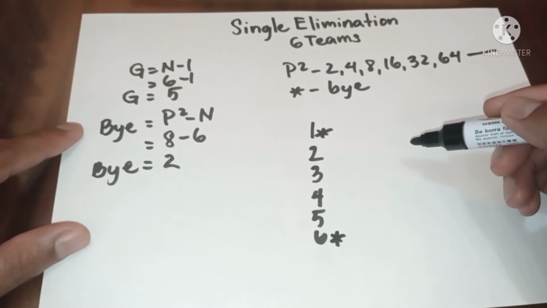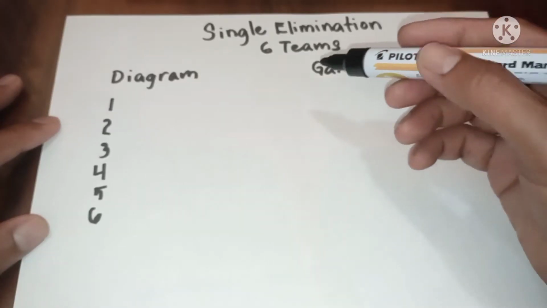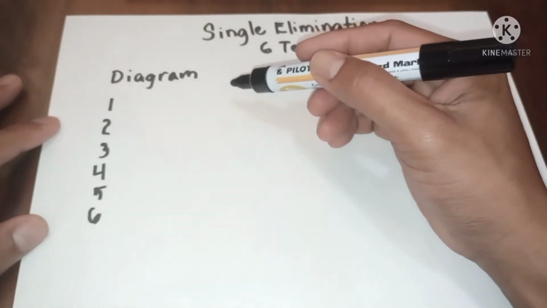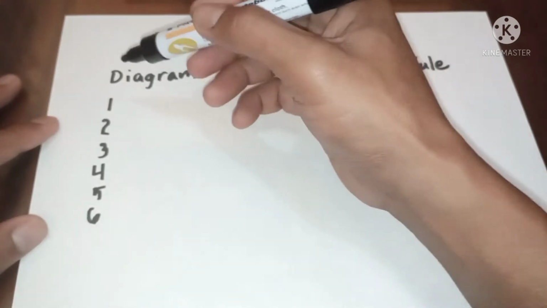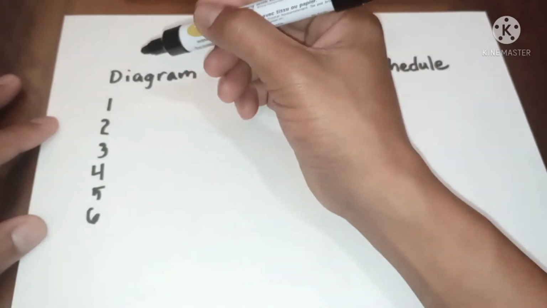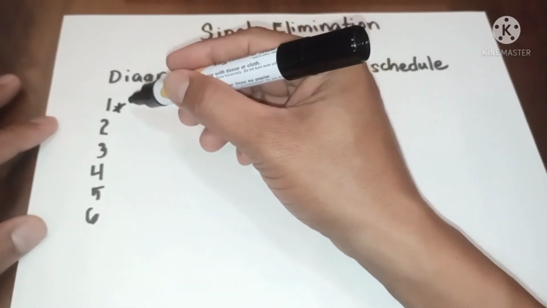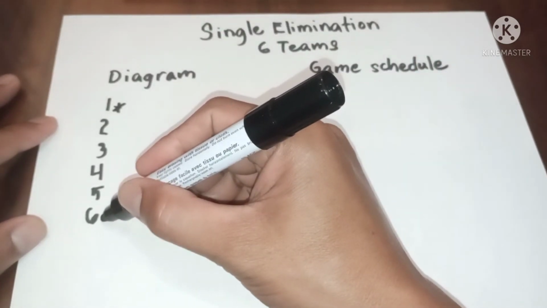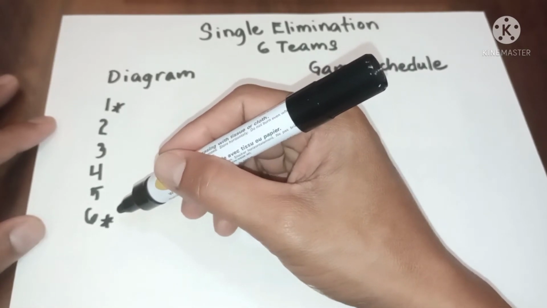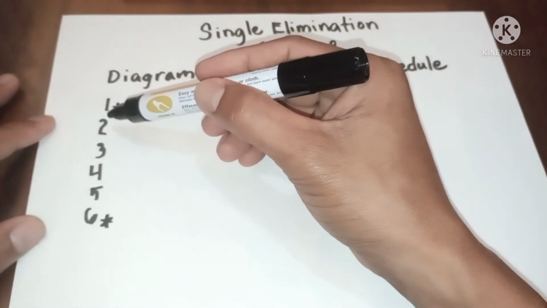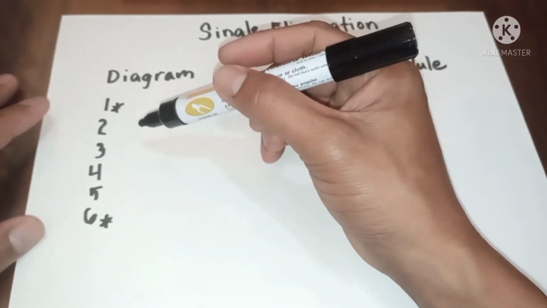Now let's proceed to the diagram and game schedule. Always remember that the number of teams should be written vertically downward, and then our 2 byes at the top of the upper bracket, and the other one at the bottom of the lower bracket. Now we have 1, 2, 3, 4 competing teams in the first round.